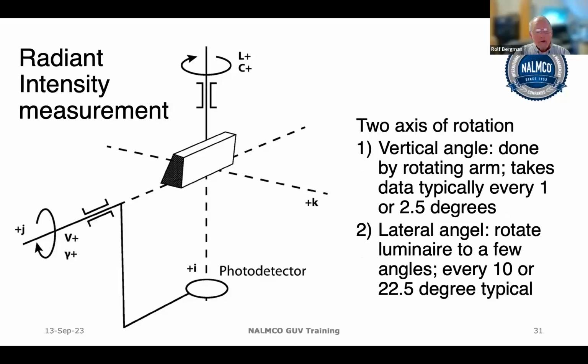The lateral angle, that is the rotation of the luminaire itself in a horizontal plane. Usually, depending on how focused the beam is and the application, 22.5 degrees is typical, but if needed, it can go down to 10 or 5 degrees. Obviously, the more angles you have, the longer the measurements take. Goniometric measurements of a luminaire normally take on the order of half an hour to an hour to complete, so it is not a quick measurement.